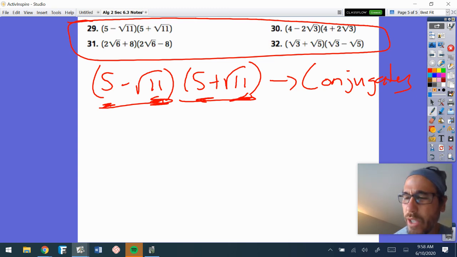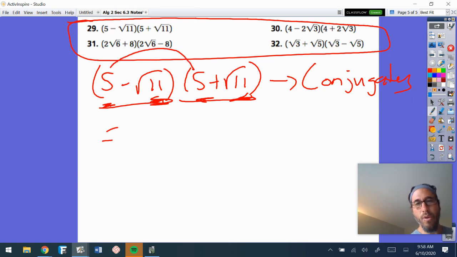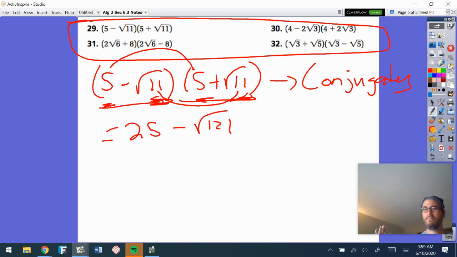And guess what? We can do a shortcut. What's the shortcut? I love the shortcut. To do the shortcut, you just have to multiply the first two guys, and you just have to multiply the last two guys. That's it. Done! And the reason is if I really multiplied everything out, the two middle guys will cancel. And I'll actually show you that in a moment. So this is just 25 minus 11, which is 14.